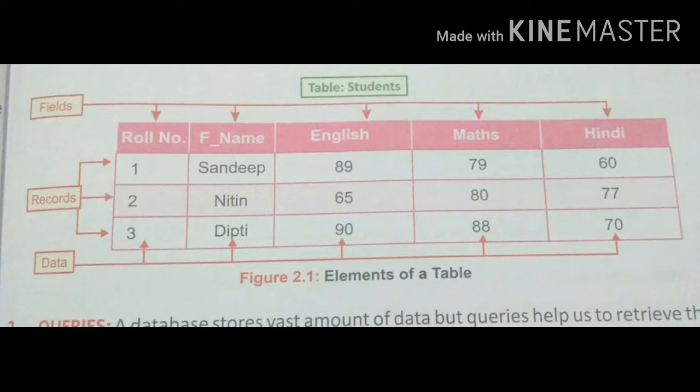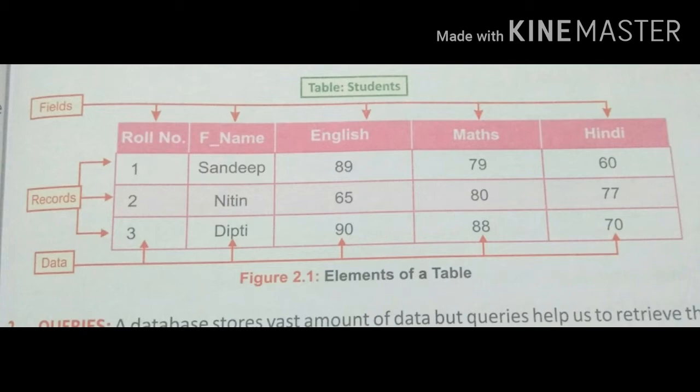Next, tables. That is, first one is tables. What is table? Tables are the building blocks of a database which will store complete data in a structured manner, that is in the form of rows and columns. Every table has a finite number of columns and rows. That is elements of a table.